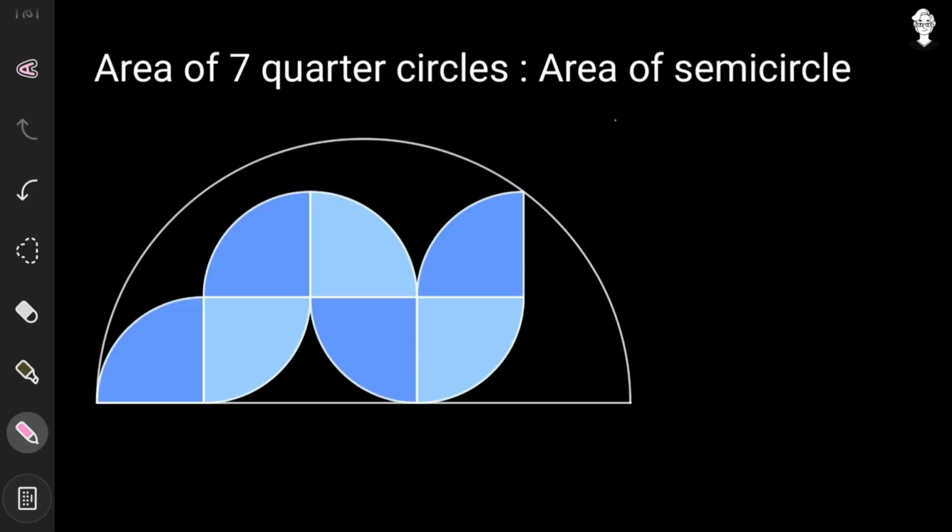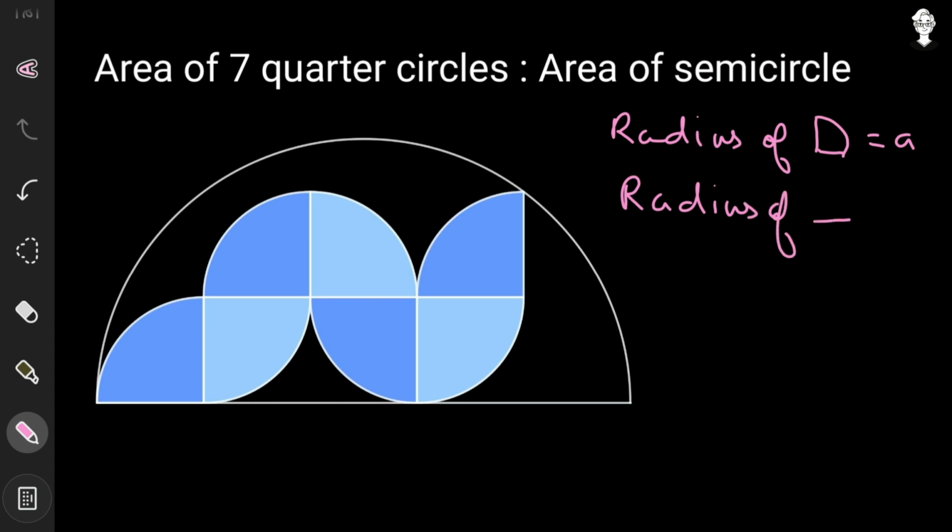So first of all, we can see that the radius of this quarter circle and the radius of the semicircle is not given. We have to take it as a variable. So I will take the radius of the quarter circle as equal to A, and the radius of the semicircle as equal to B. Now as it has been given that these 7 quarter circles are congruent to each other, they all have a radius equal to A.